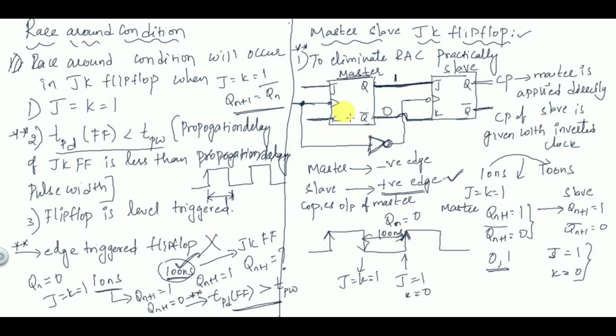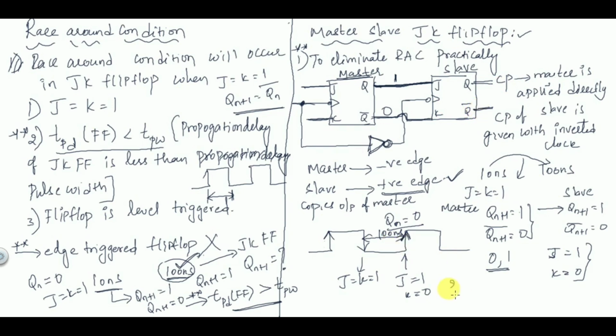The output is also the same. Suppose Qn is equal to 0 and you give J equal to K equal to 1, you expect Qn+1 equal to 1. So when J is equal to 1 and K is equal to 1, the output is 1. You will get the correct, perfect output by eliminating the race around condition.